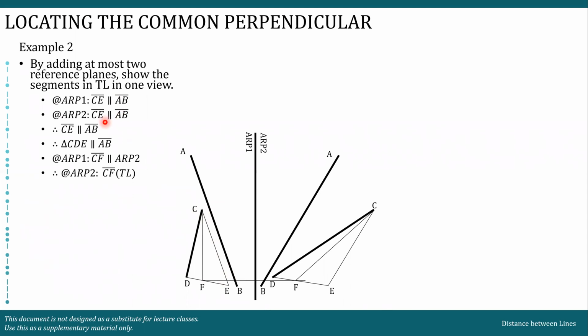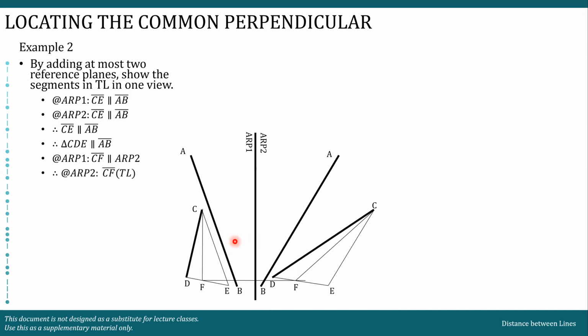And then, you will also draw in ARP2, CE to become parallel to AB. So I have C here. I'll draw CE parallel to AB. Of course, wherever the E is here, it should be projected to the same point as E. So if you put E around here, it should also be around here. Understand? So the only requirement is that CE is parallel to AB in two planes, in two reference planes.